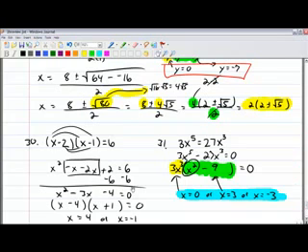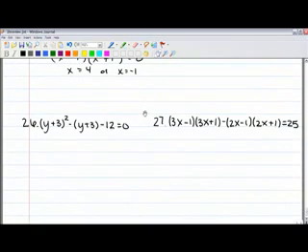Okay, 2 more problems. 32, 33. All right, 32. We're going to go ahead and expand everything out and try to gather some like terms and make it look like something we can work with.